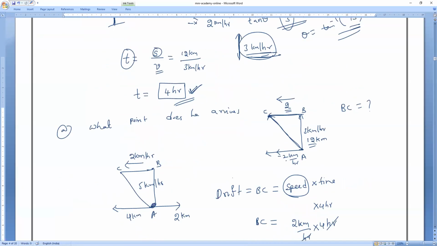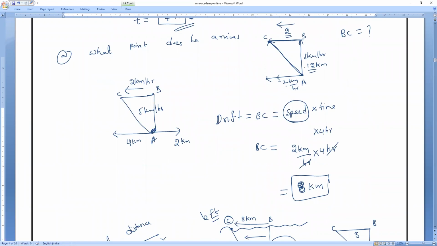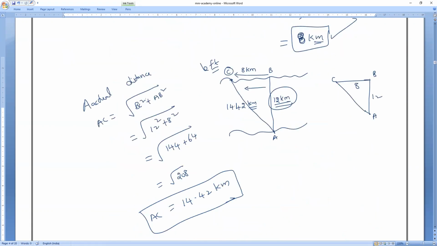So now we want to find at what point he will meet. We found already he moves towards the left. So left means somewhere at point C he will meet. So what is that point and what is the actual distance? Point means from point B how much away. Drift is equal to speed into time. How much away? 8 kilometers away. Then what is the actual distance he swims? Actual distance is equal to what? We will apply Pythagoras theorem. AC is 14.42 kilometers. That is the actual distance he swims. So this is what about this question.